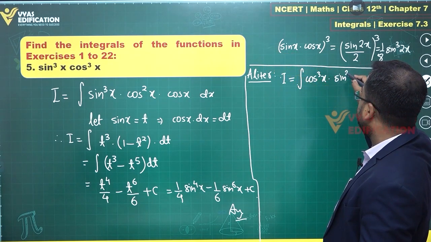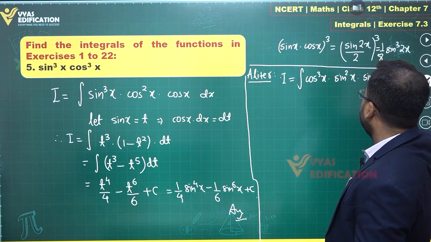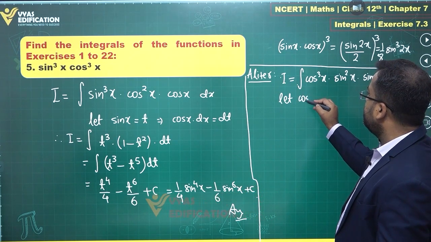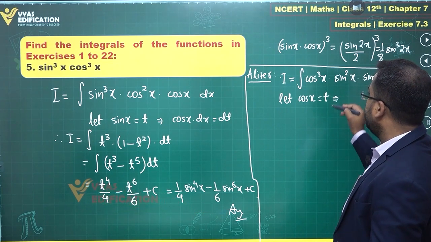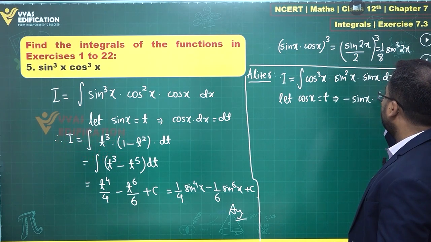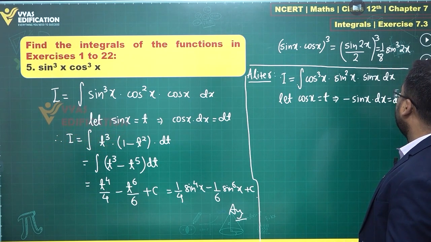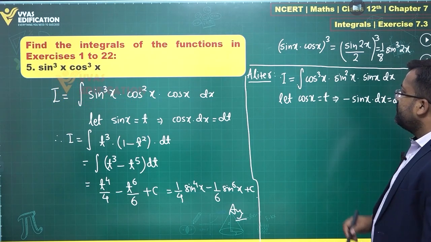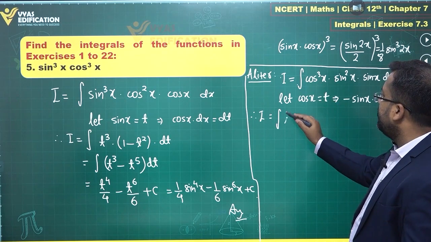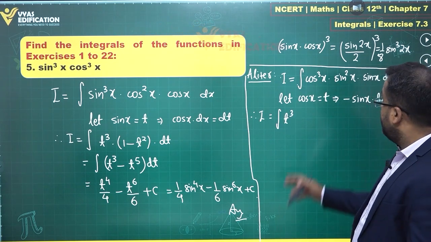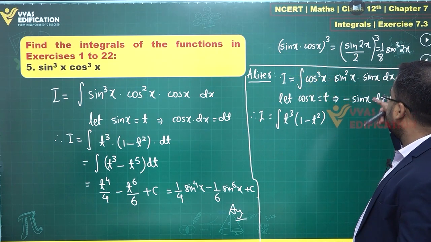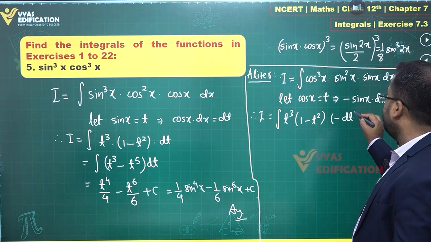Sin cube x can be separated out as sin square x into sin x dx. And I can use the substitution cos x equals t. What does that tell me? If cos x equals t, the derivative of cos x is minus sin x dx equals dt. So sin x dx will be minus dt. Therefore, I is equal to the integral of t cube. Sin square x is 1 minus cos square x, and sin x dx is minus dt.